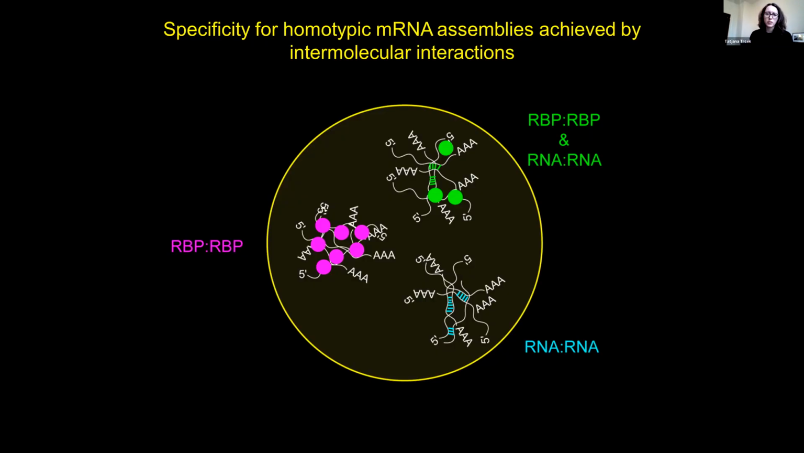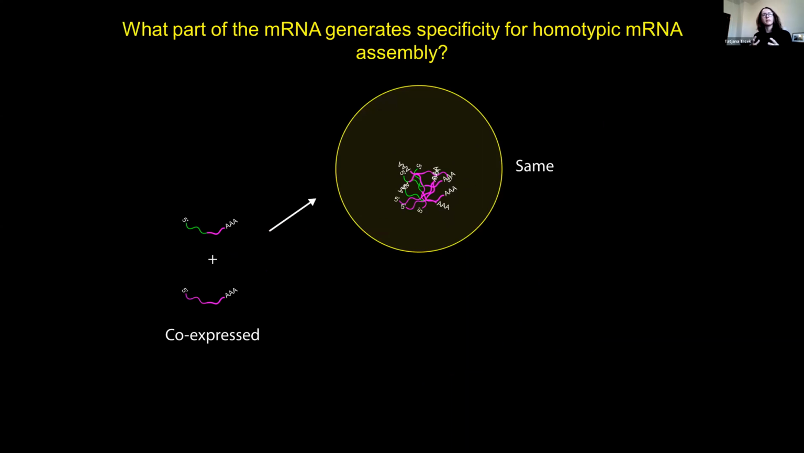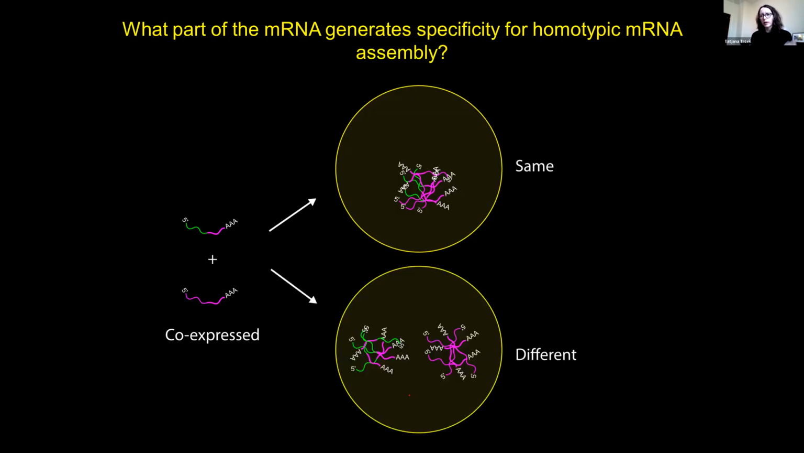The way to test this, we thought, was that if we had a scenario where we express two mRNAs that share RNA features that are required to generate the specificity for homotypic assembly, but were otherwise distinct, then these two mRNAs would populate the same granule and also condense into the same homotypic cluster. But if those features were not required to generate the specificity for homotypic assembly, then these two mRNAs would come to the same granule but form two distinct clusters.